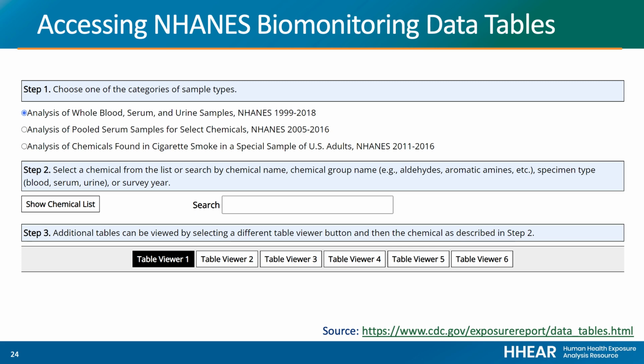Once you make a selection, a table is generated on the dynamic website, and there's an option to download the table as a PDF. Finally, under Step 3, if you want to view additional tables relating to the same sample type selection, select another table viewer and then go back to Step 2 and make another chemical selection.